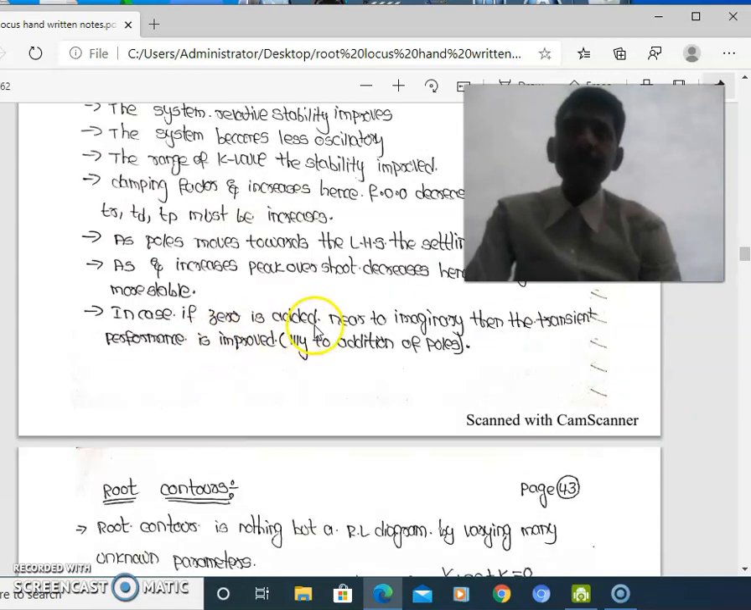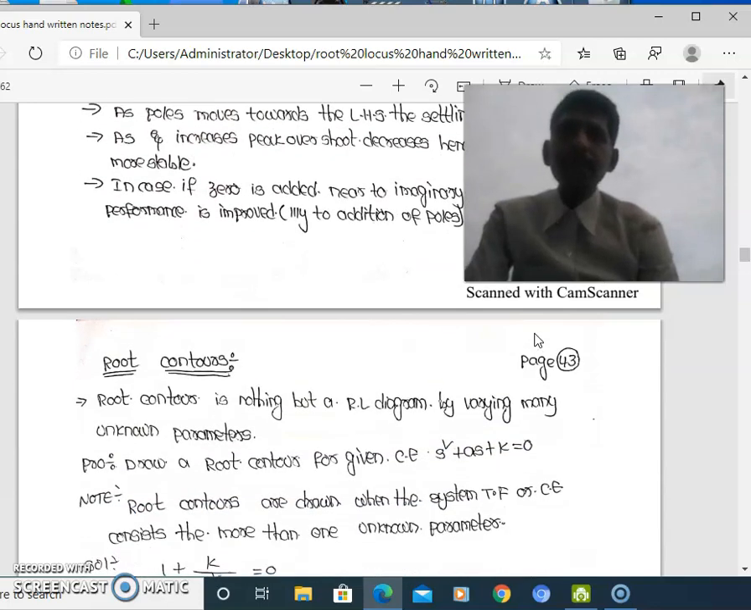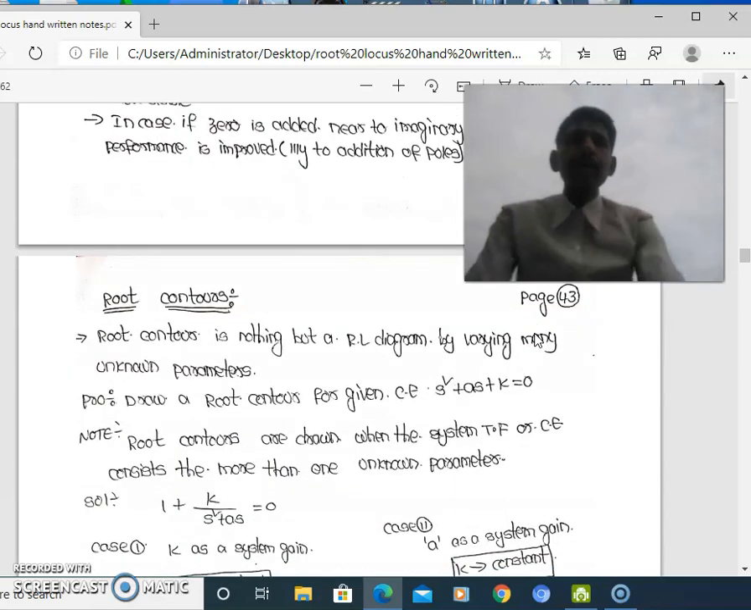In case a zero is added near the imaginary axis, then the transient performance is improved, similar to the addition of poles. This is the effect of addition of poles and zeros to the root locus. The next topic is root contour.